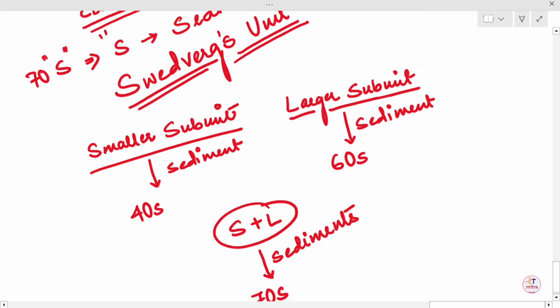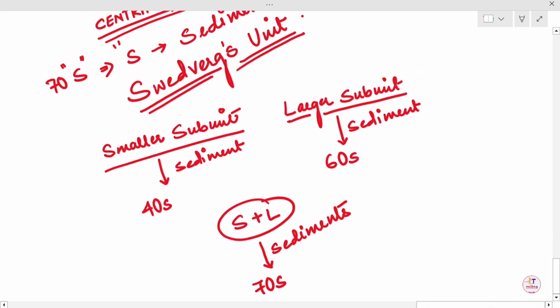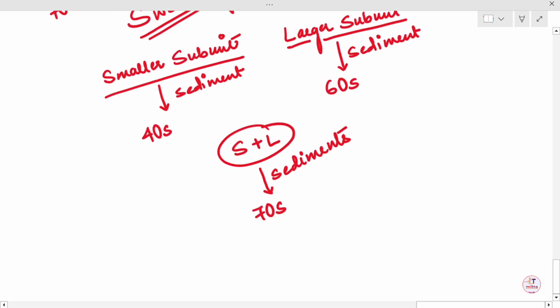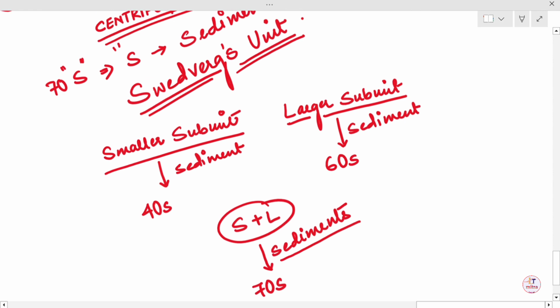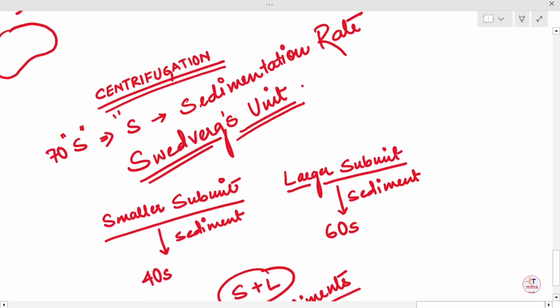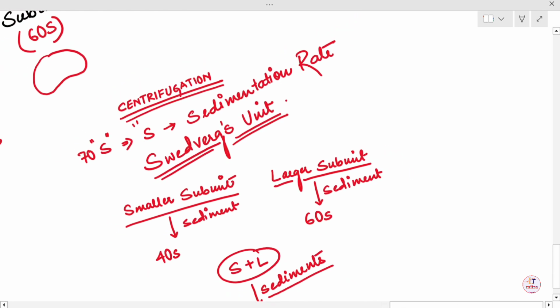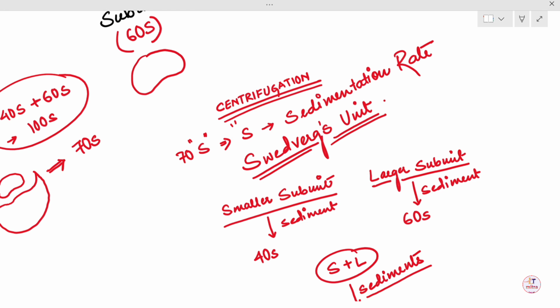It has been seen that the smaller subunit quickly sediments at 40S, and the larger subunit takes a little more time to sediment at 60S. But when we combine the smaller subunit and the larger subunit, it sediments at 70S rather than 100S. So it's a biological process, not a mathematical process. So now I think there is no confusion about why 40S and 60S become 70S, not 100S. Now it's clear to all of you. Fine.